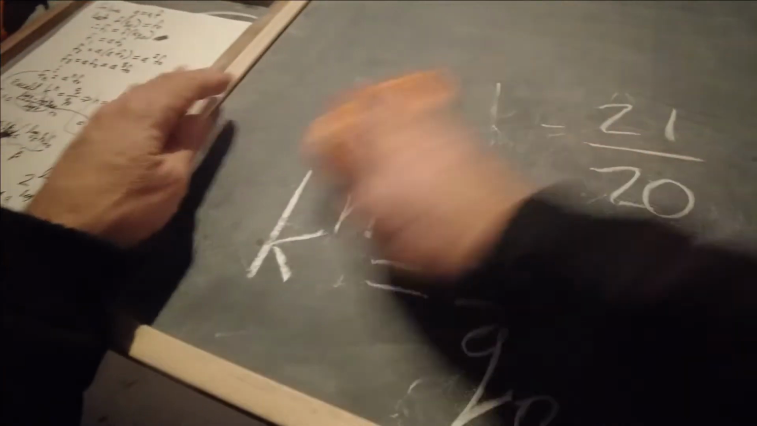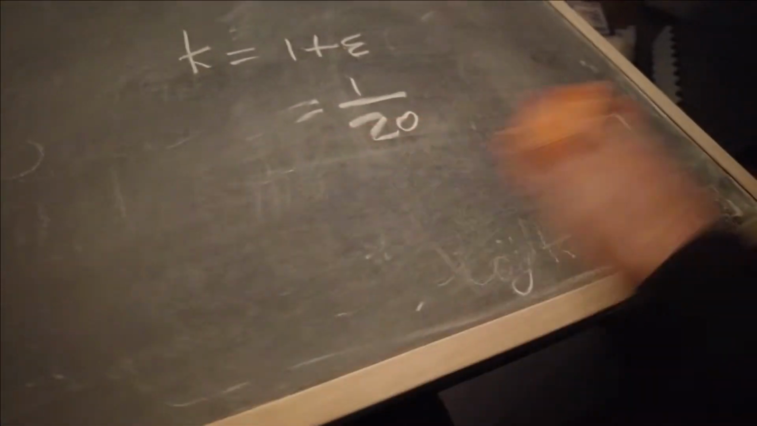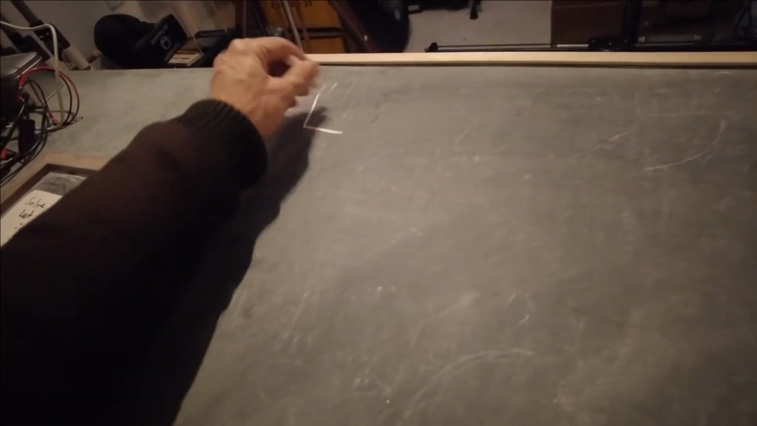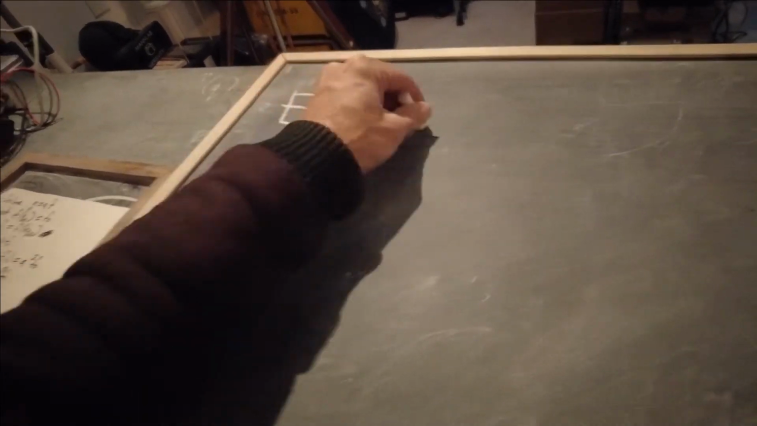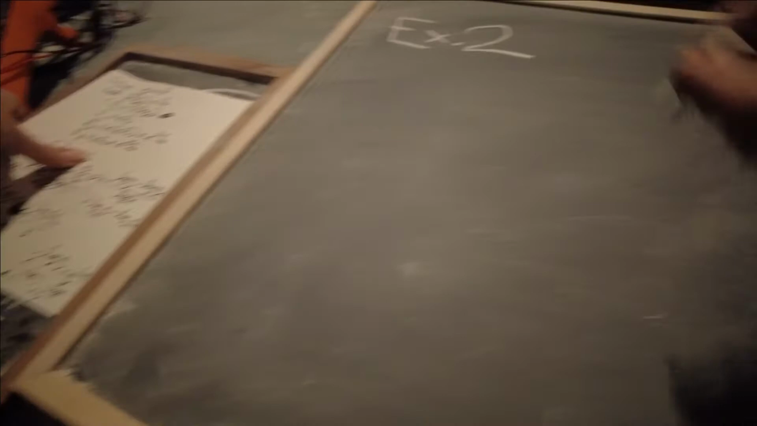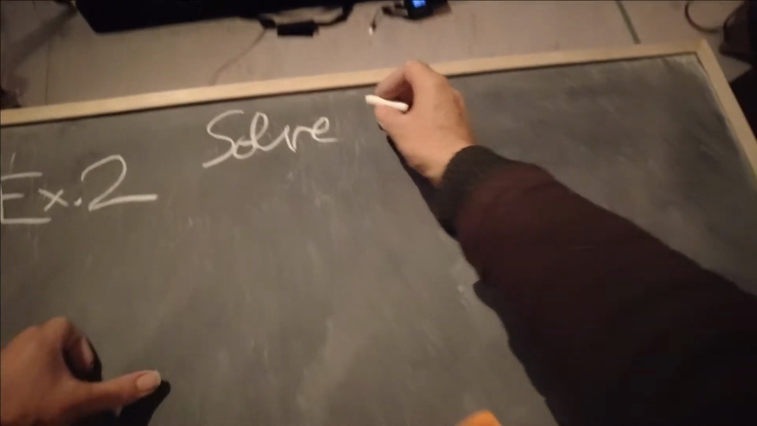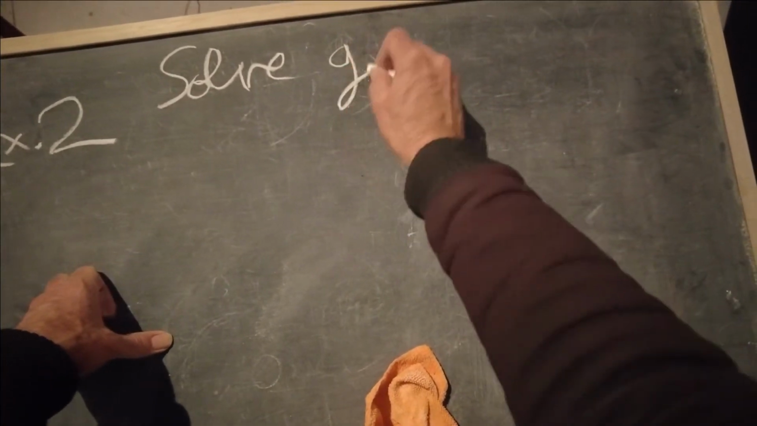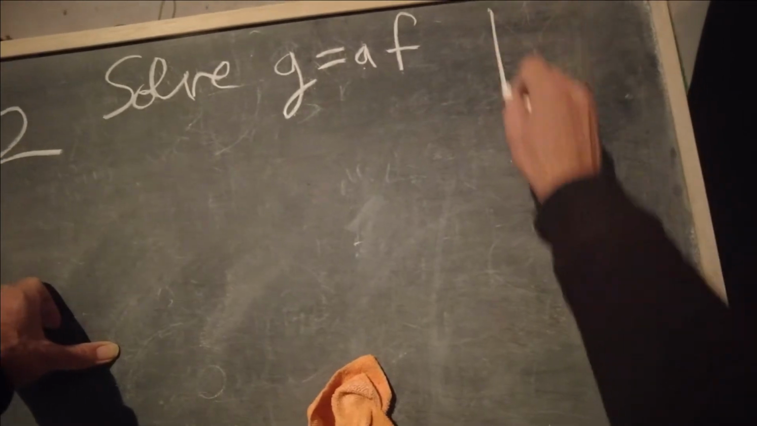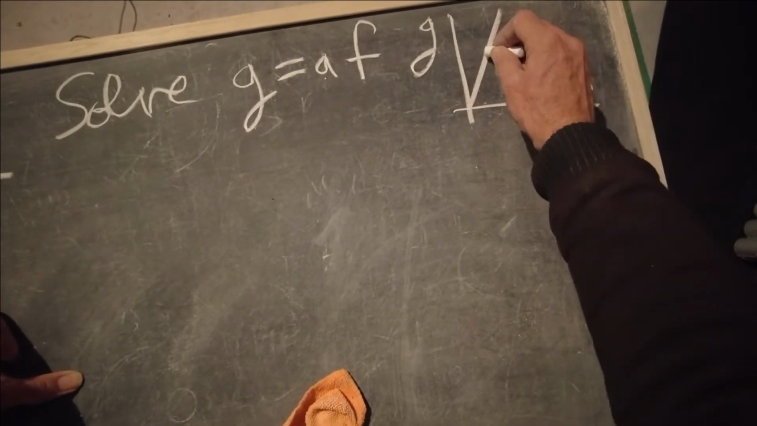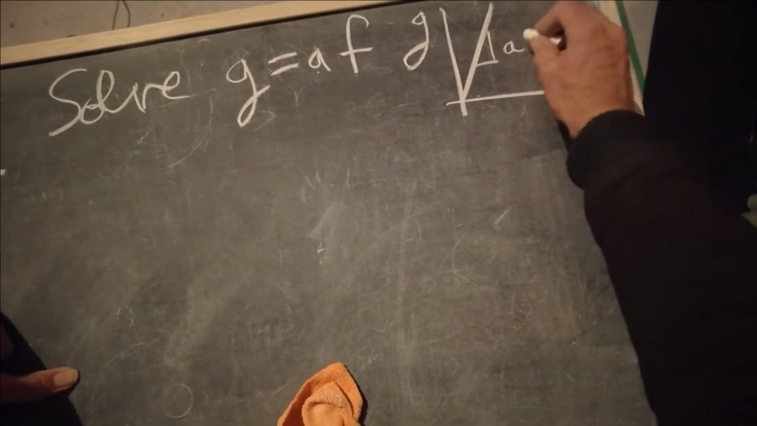So I'll just set that aside for a minute, and then let us grab another simple example of a comparametric equation that we can solve. So we'll take this right here, and we'll call this example 2. We're going to solve g equals af. In other words, this is the comparagraph, and it's just a straight line that passes through the origin, and the slope of the line is a.